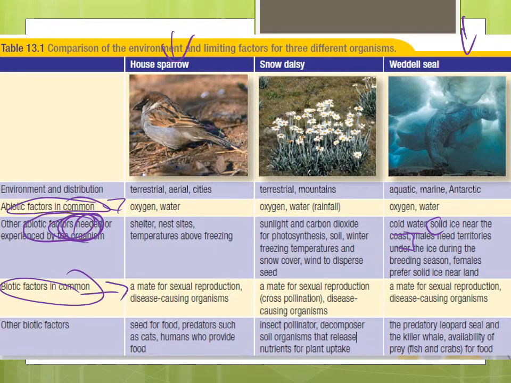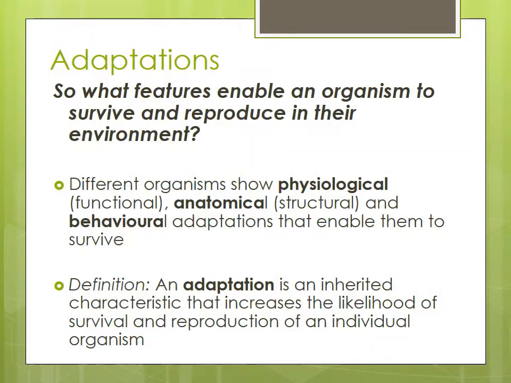So these organisms are all adapted to get what they need from their environment. If it was a different seal, for example, that seal might not be able to survive in those Arctic temperatures, whereas this particular Weddell seal can. So this one is in your book. You can have a look at that again to get some more information.